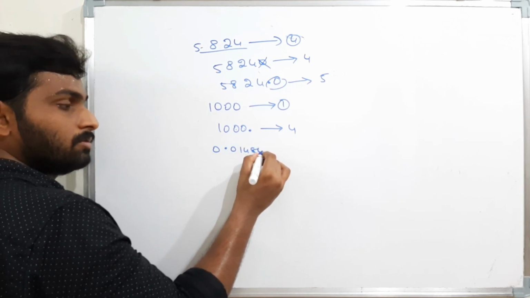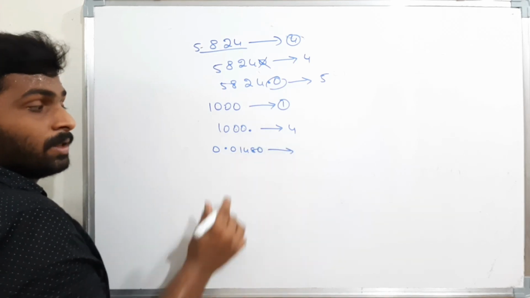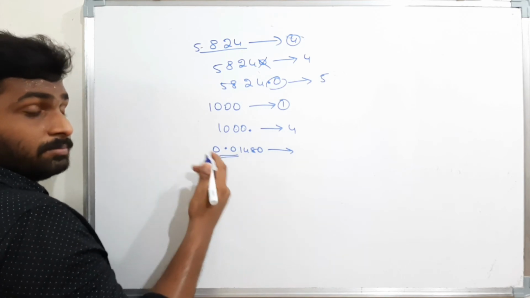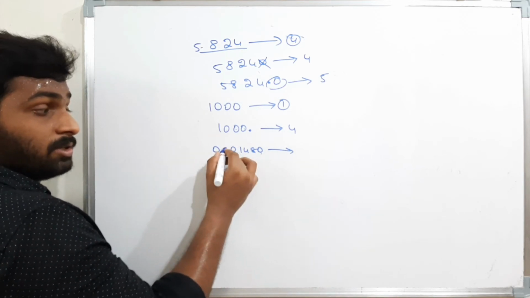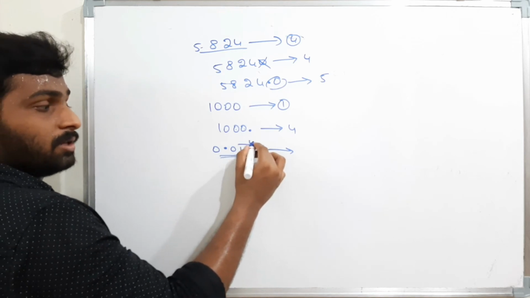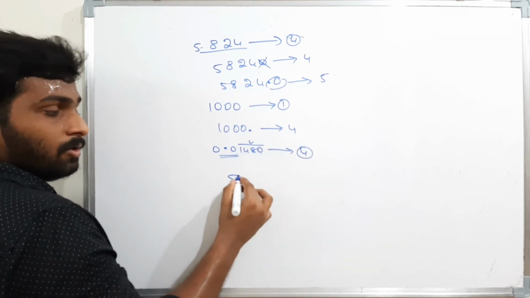Now 0.01480. How many significant figures are there? These 2 zeros are not counted because they are left side. And this 0 is counted because there is a decimal point. Therefore, 4 significant figures.